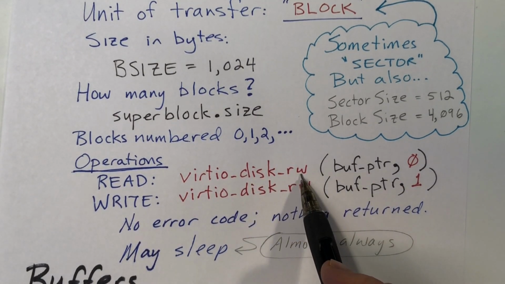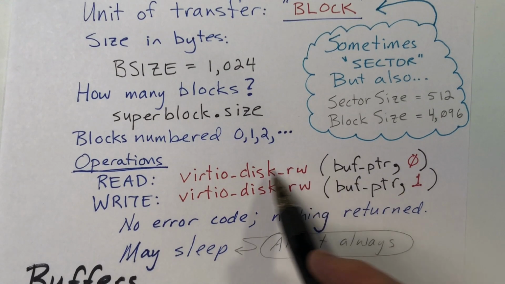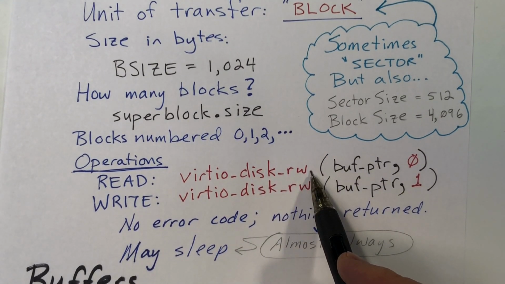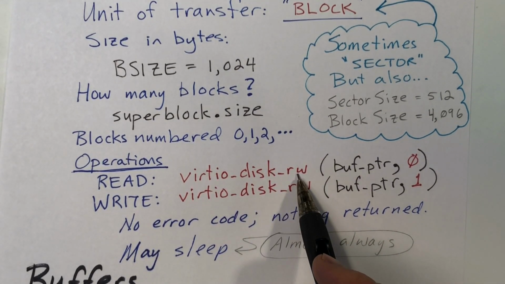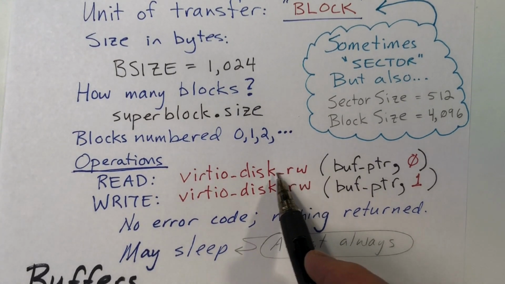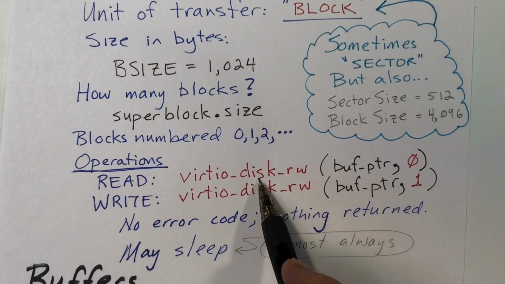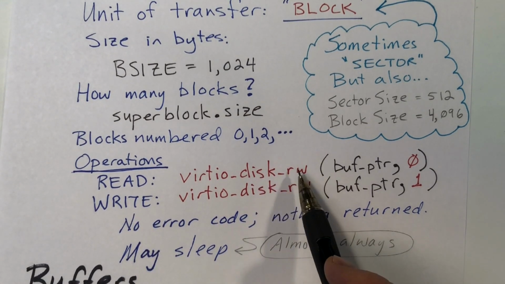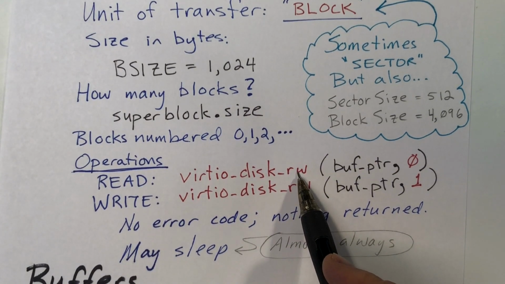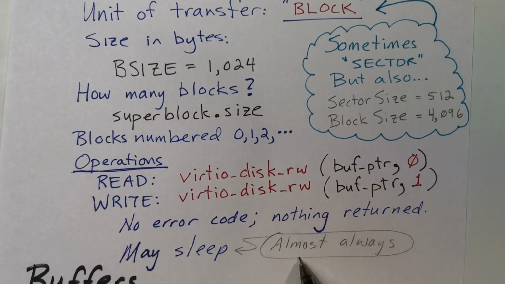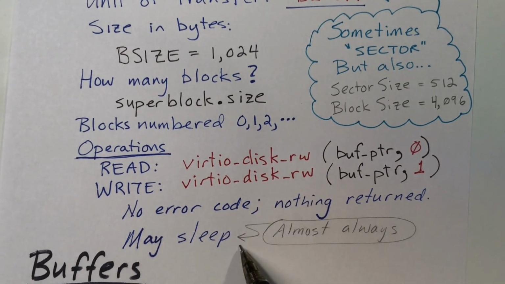The function may sleep. For example, if we want to read a buffer, this function will start the read operation going, and then it will go to sleep. Somewhere else there is a trap handler, so when the operation is complete, the disk will cause a trap, and the handler for the disk will become active, and among other things, it will wake up this function. At that point, the process that had invoked the read or the write operation will be reawakened and will return. So in almost all cases, this function will sleep.